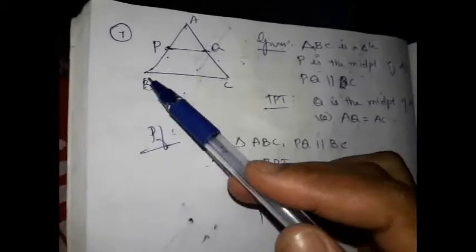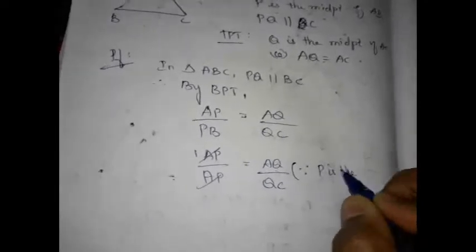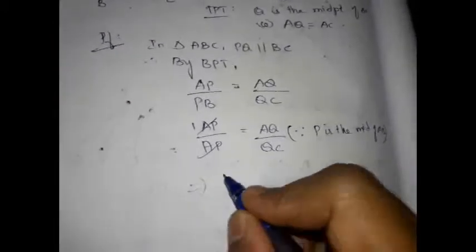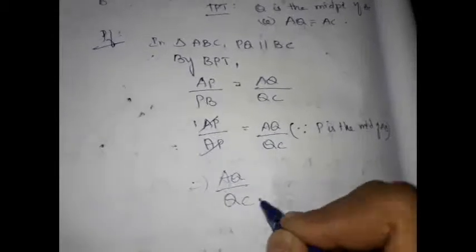AP and PB are the same. Therefore, instead of PB, I can write AP only. AQ by QC. So, these two will get cancelled. You have to write the reason: since P is the midpoint of AB. Right? So, this implies AQ by QC equals 1, or AQ equals QC.